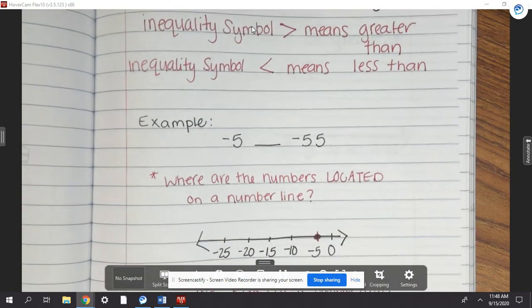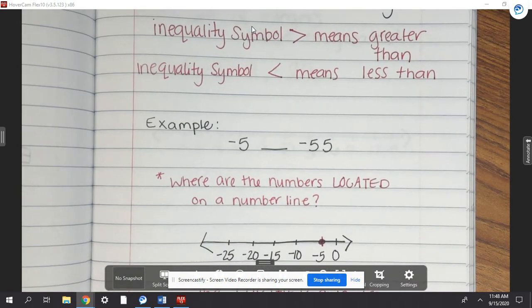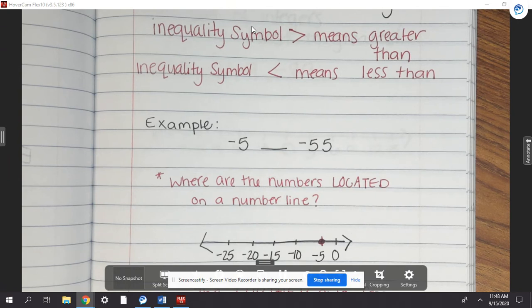So for example, the difference is now we're comparing and ordering integers. So remember, integers are whole numbers that are positive and their opposites. And remember, 0 is neither negative nor positive. Okay, so we're going to be comparing negative integers now.